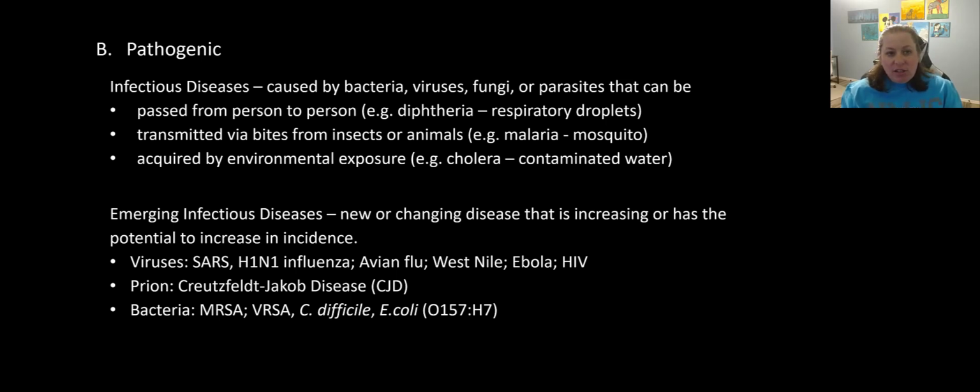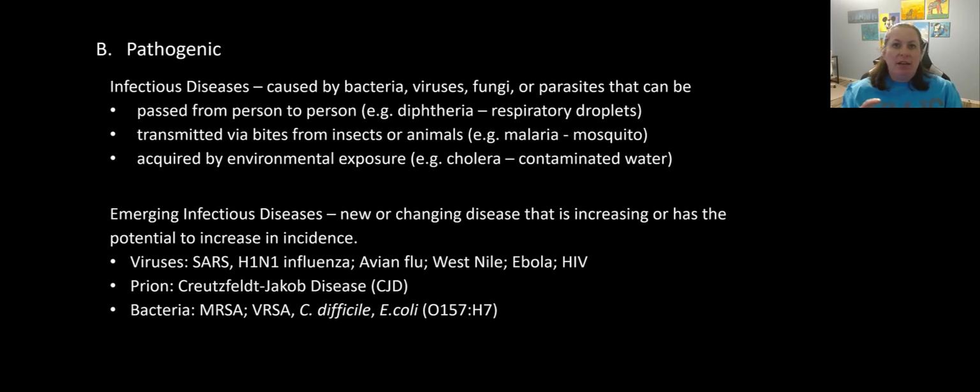Some emerging infectious diseases are newer or changing diseases. Some of these you might think, wait a minute, the flu has been around for a long time. We've known about it a long time. However, it changes constantly. Because of this, we need to study them more and really watch their incidence rates, like how often they occur, because as they change, we need to try to stay ahead of them if at all possible.